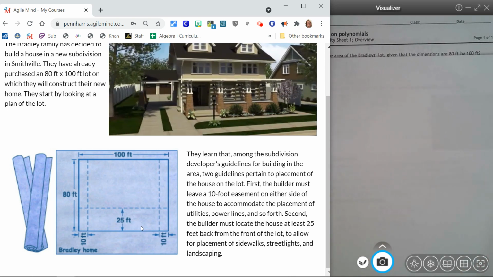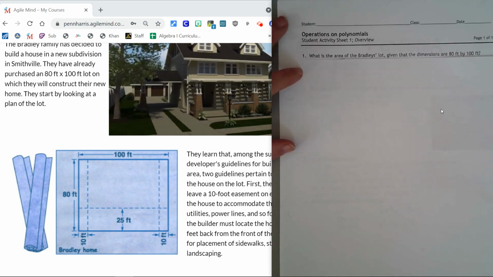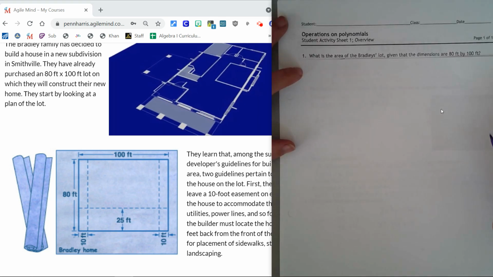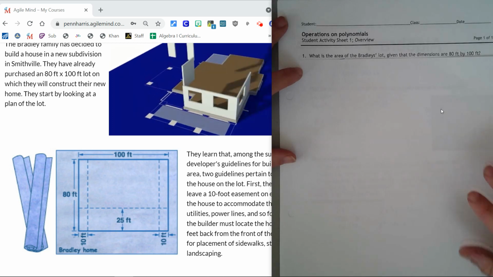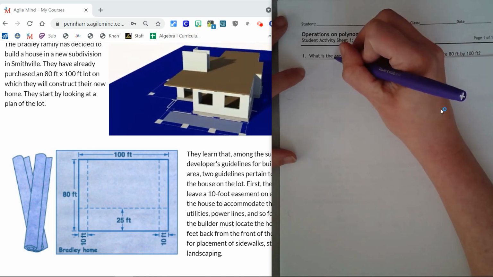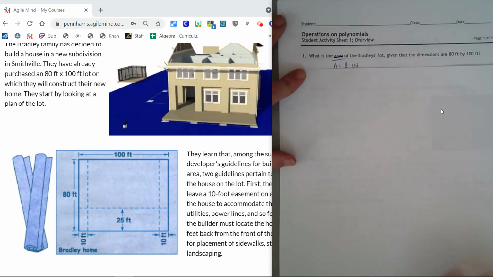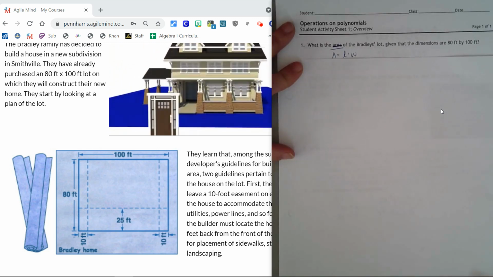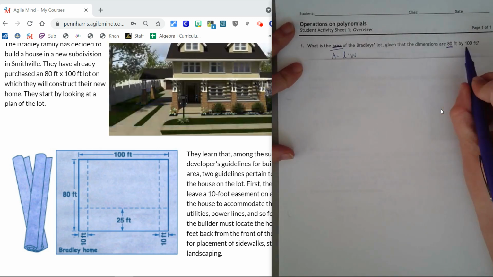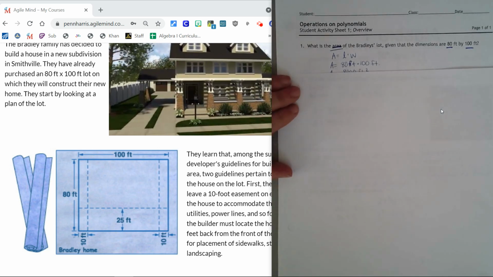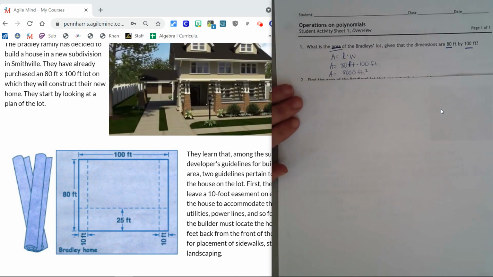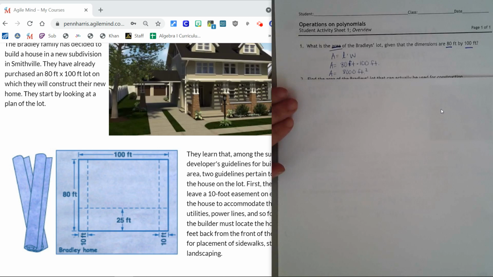So let's go ahead and look through this. Question 1 states, what is the area of Bradley's lot given that the dimensions are 80 by 100? Well, the first thing to recall, guys, is that area is the length times the width. So let's look at the 80 by 100 foot lot. We're going to say 80 feet times 100 feet to get 8,000 square feet.